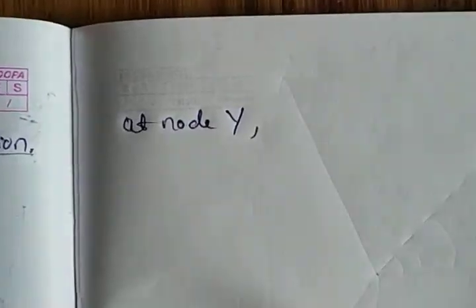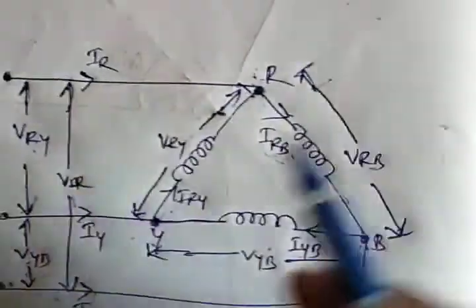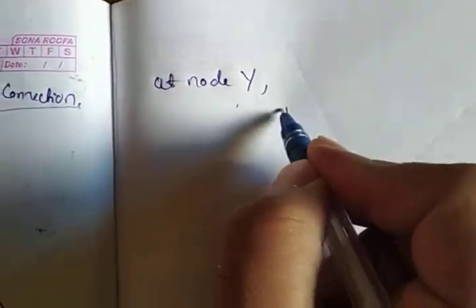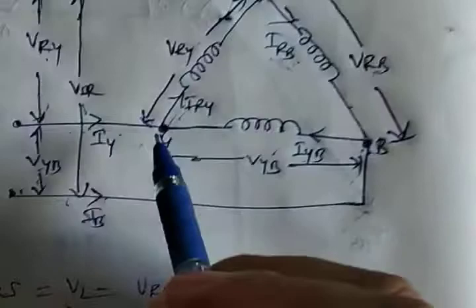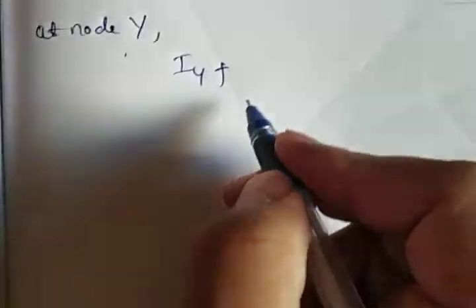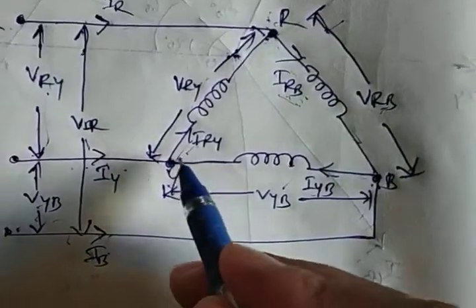Equation number 1. Similarly, applying KCL at node Y, what happens? At node Y, incoming current is IY plus, one more incoming current is IYB, and that is equal to the outgoing current from node Y, which is IRY.